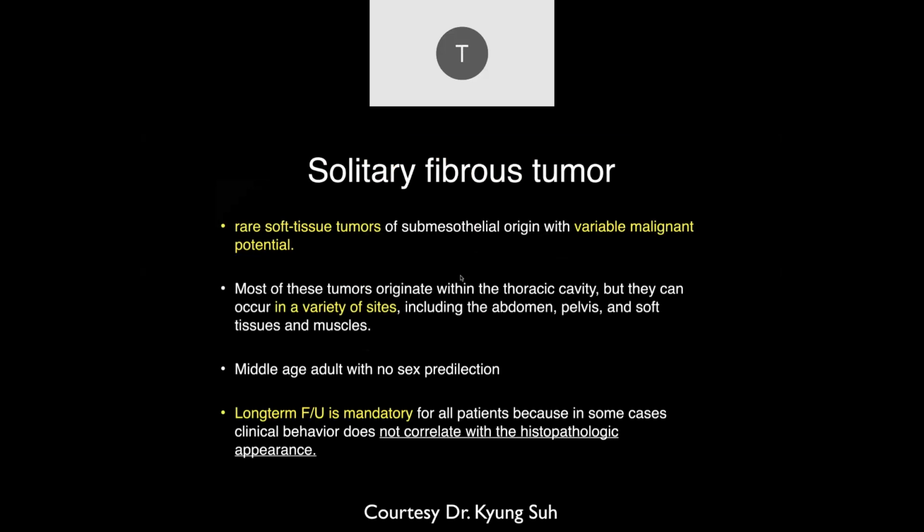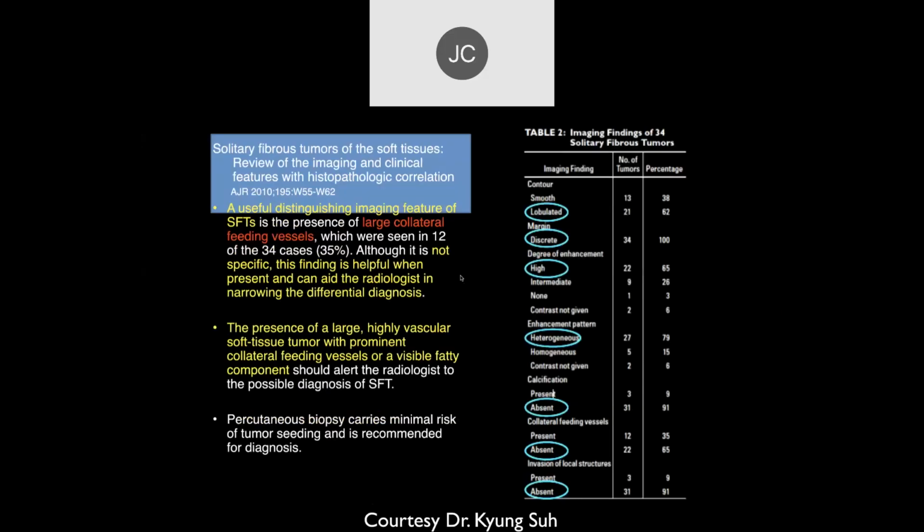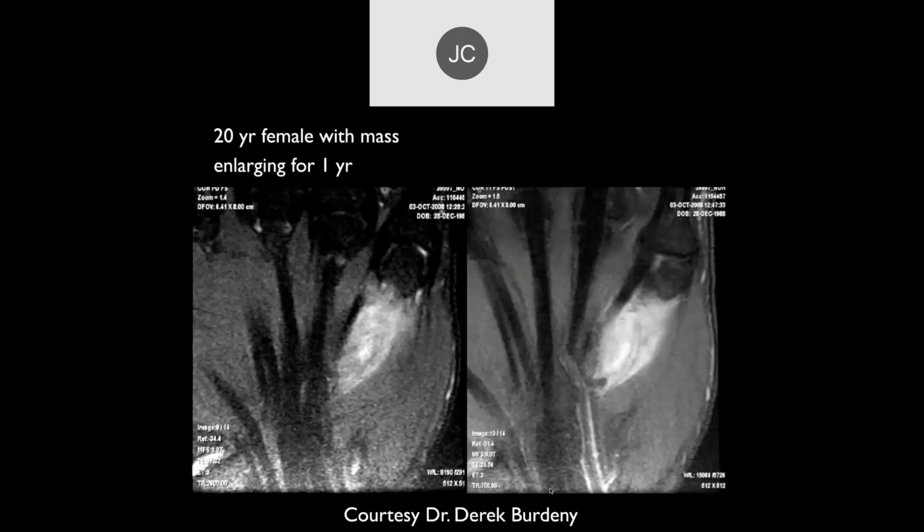Okay. So they're rare soft tissue tumors, variable malignant potential, and therefore they really need to be excised, usually, and they can be in multiple sites. And this just talks about different things you see. You can see smooth, lobulated contours, very discrete margins, and they enhance with heterogeneous signal intensity, and you don't see any calcifications within them.